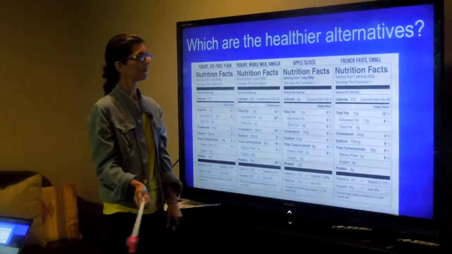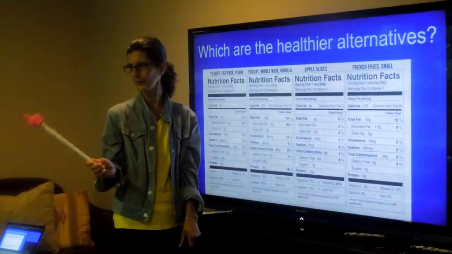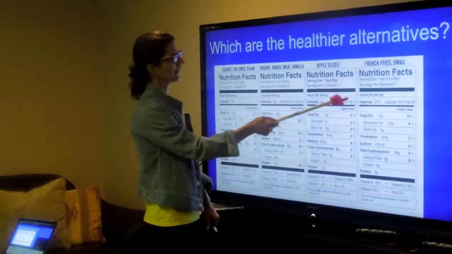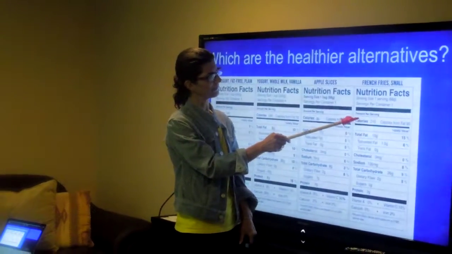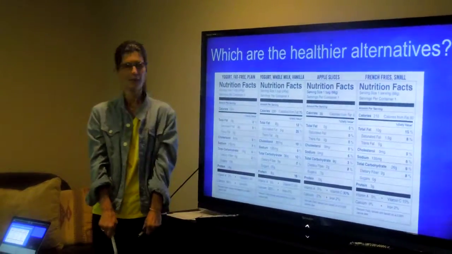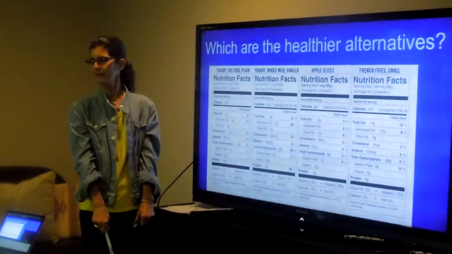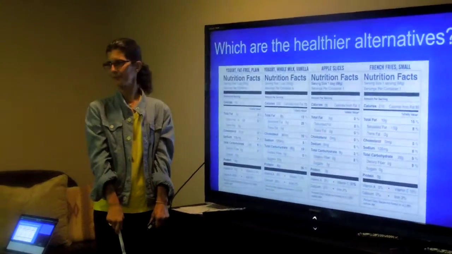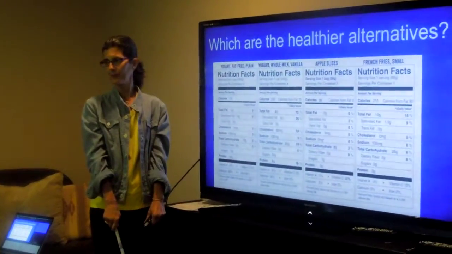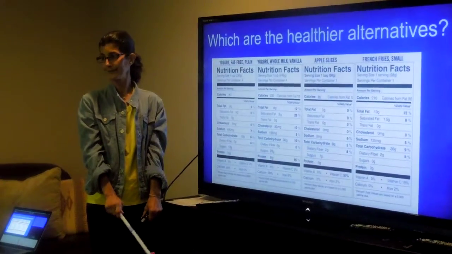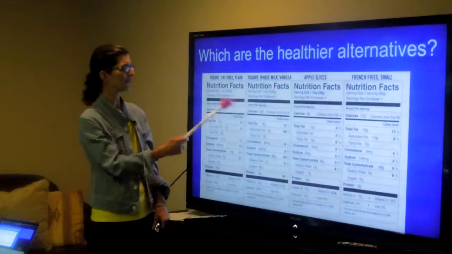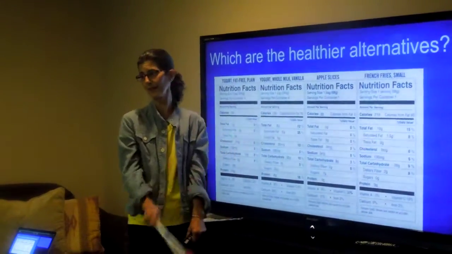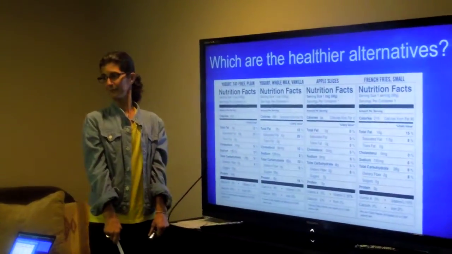So again, Liam, since you have your calculator out, can you calculate how much calories from fat we're getting from the French fries? So it's 90 divided by 210, times 100. 43%. Wow. That's above 35%. Very good. So obviously, out of all of these, which is the one that we would definitely X out from our diet? The French fries.